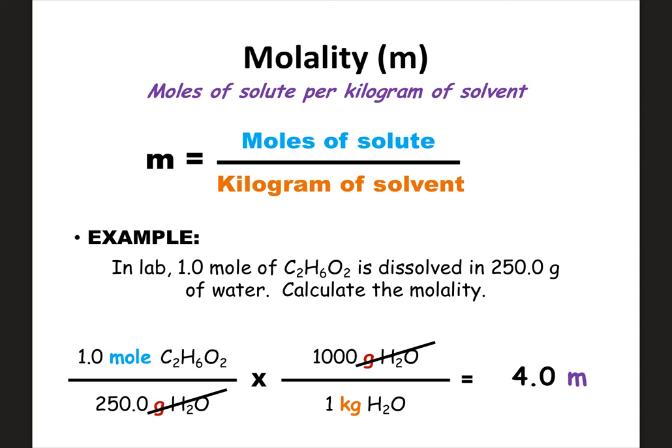So in order to do molality, you need moles of solute over kilograms of solvent. Right now, you'd be in moles per gram. So the moles are good. You just need to get the grams on the bottom to become kilograms. So you put your multiplication symbol, you put your conversion line.